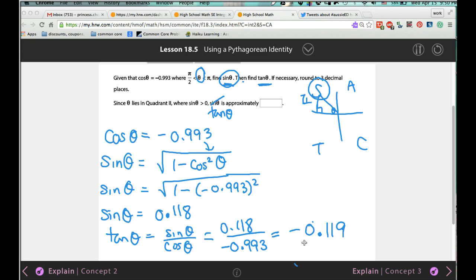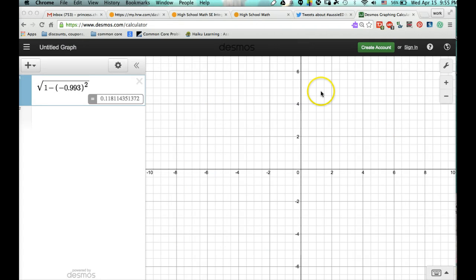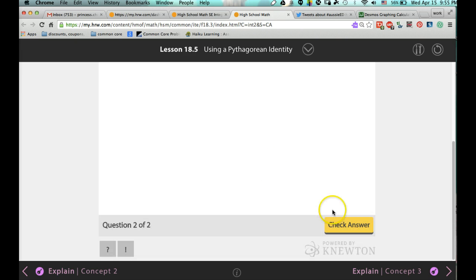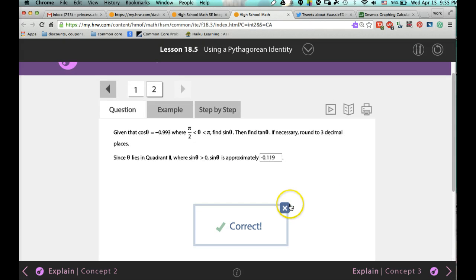So now what I'm going to do is check my answer, but I have a feeling it's going to tell me I'm wrong because they already have a misprint right here. It's supposed to be tangent theta, but we'll see. Even if it says wrong, just know that I am right, okay? Negative 0.119. There you go. Let's go ahead and check our answer. Thank goodness. Okay, this is just a misprint. This is supposed to be tangent theta, and the answer shows that it is correct.